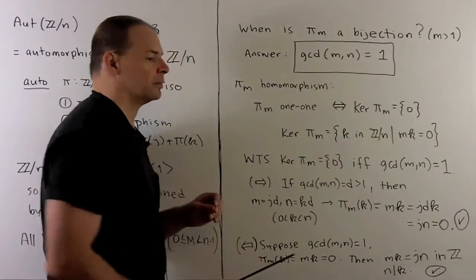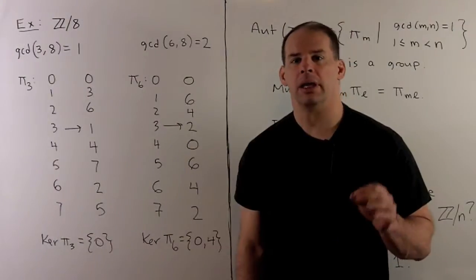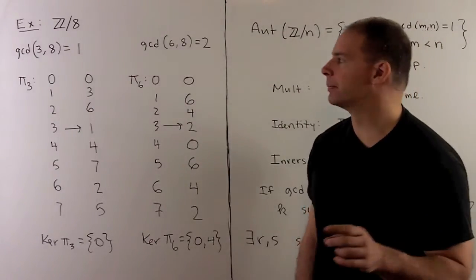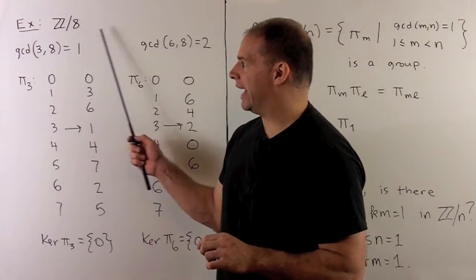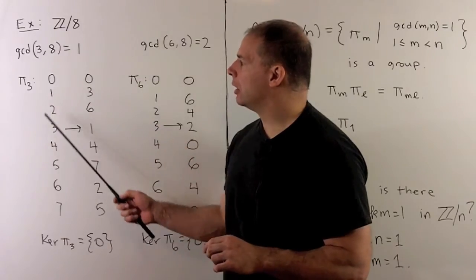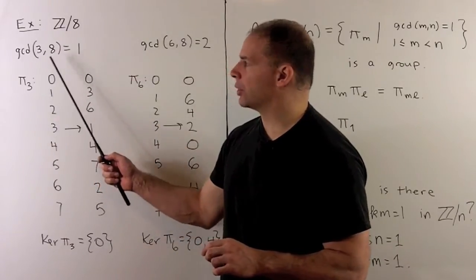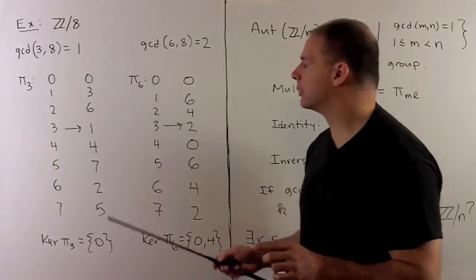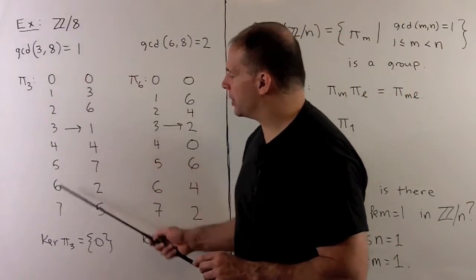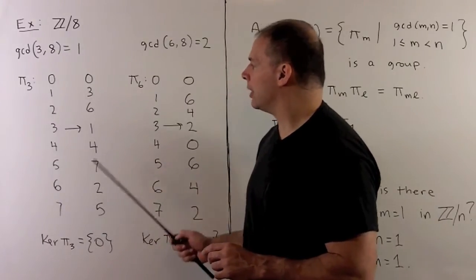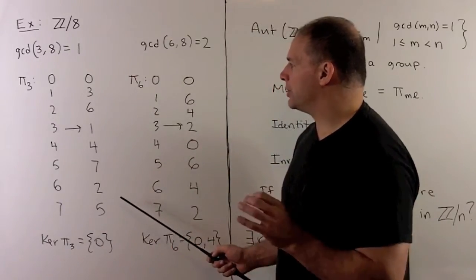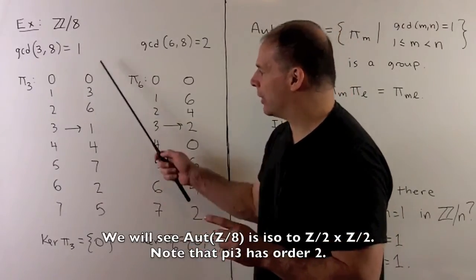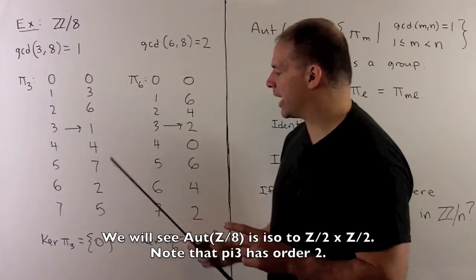Seeing is believing. So let's consider the following two homomorphisms. We have Z8 mapping back to itself. If we consider pi 3, the greatest common divisor of 3 and 8 is 1, so we expect an isomorphism. We're going to take each of these numbers, multiply by 3, and then reduce mod 8. So we see that 0 only occurs once, and we can check directly that we have a bijection. So that checks out.